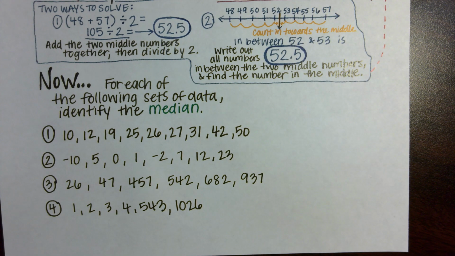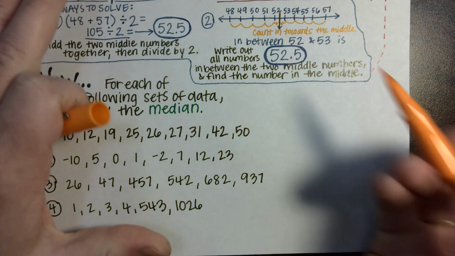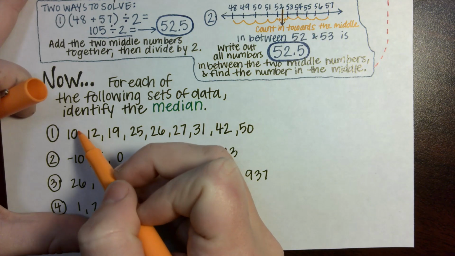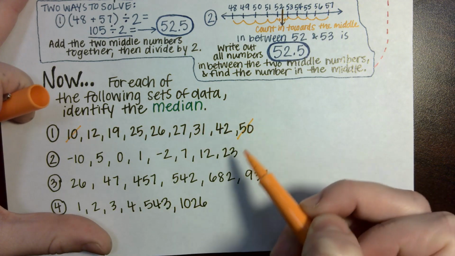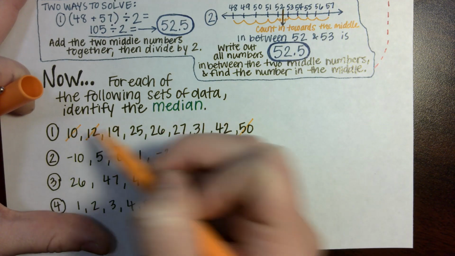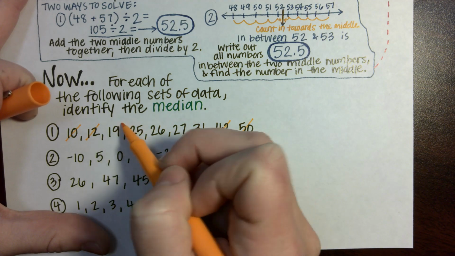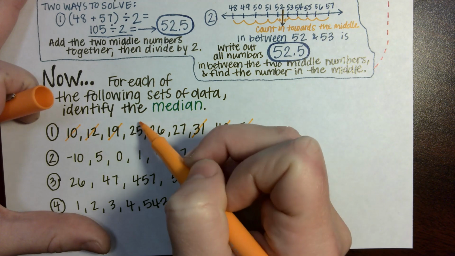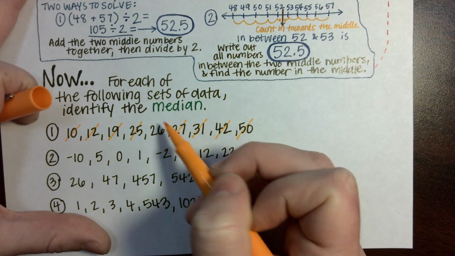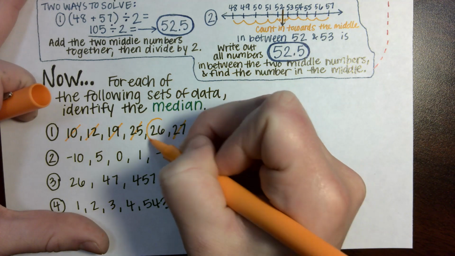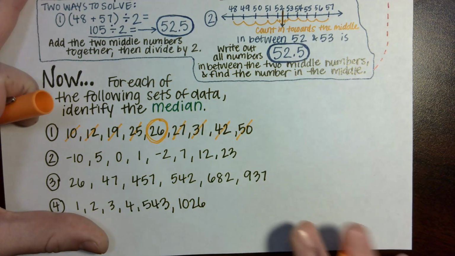Okay, so number 1. What did you guys get for the median? 26. 26. Did everybody get that? Good. So let's just go through the process one time. I'm going to cross off those two, these two, cross off another, and oop, 26 is left. So my median is 26 here.